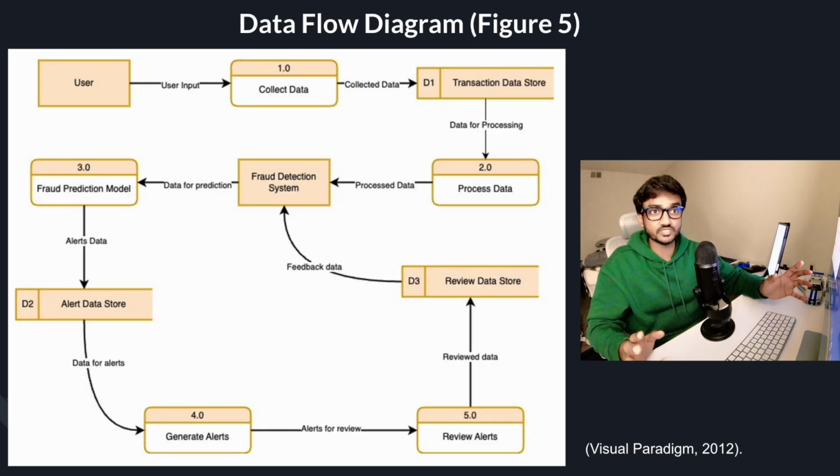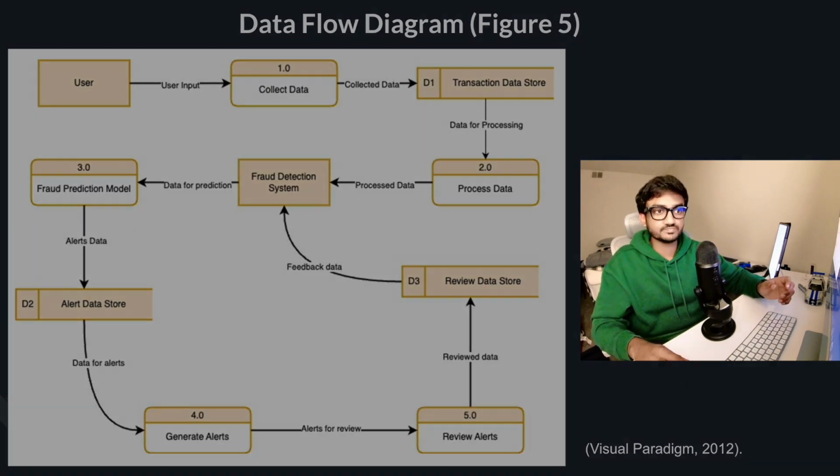Now let's talk about the data flow diagram, DFD. This depicts the flow of data through the system. Key components include external entities, which are user and fraud detection system. The processes include collect data, process data, fraud prediction model, generate alerts, and review alerts. And the data stores are transaction data store, alerts data store, and review data store. The DFD shows how transaction data is collected, processed, analyzed, and reviewed to detect and prevent fraud. It provides a detailed view of the system's data flow and interactions, helping in understanding how data moves and is transformed in the system.